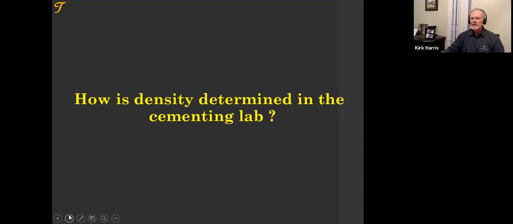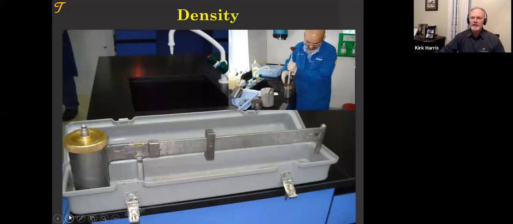API suggests that we use a pressurized mud balance, but they allow for a non-pressurized mud balance. Here's a lab up in the upper right. That's the Schlumberger lab in Abu Dhabi, where I took that picture, as we test a hollow sphere slurry with the pressurized mud balance, which we do for the hollow spheres quite often.